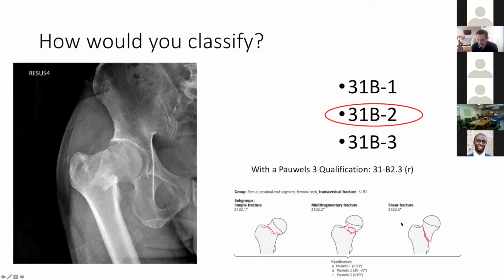So this is exactly the 31B2.3 or the 0.3 fractures. And you can add the Powell's classification as a parenthesis in case they decided to call it an R. So it's a very vertical shear type fracture. So that would be the correct answer.